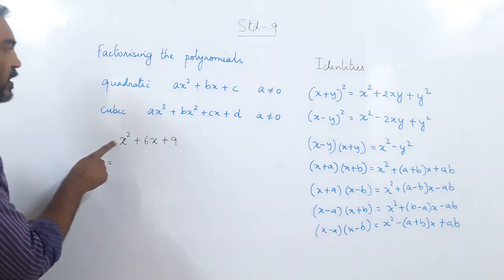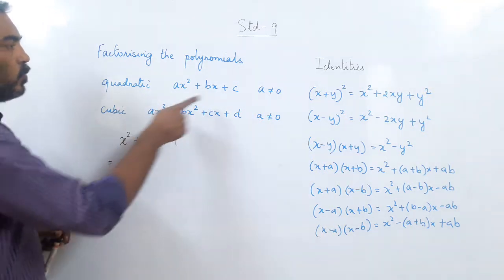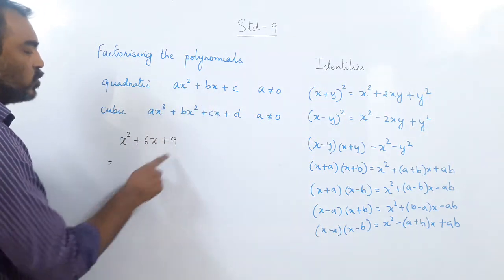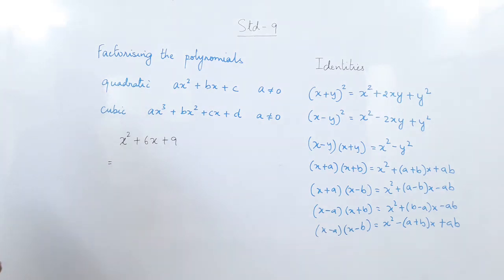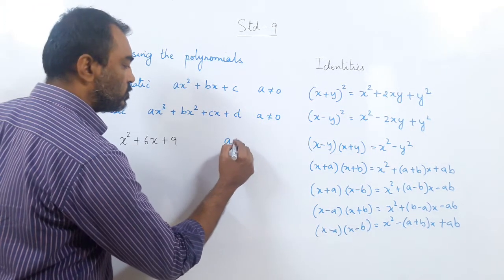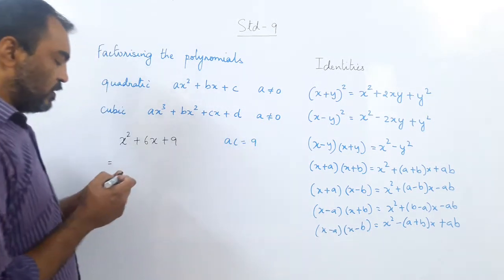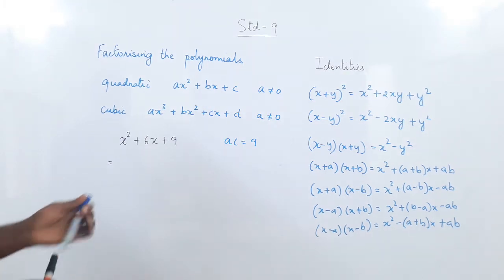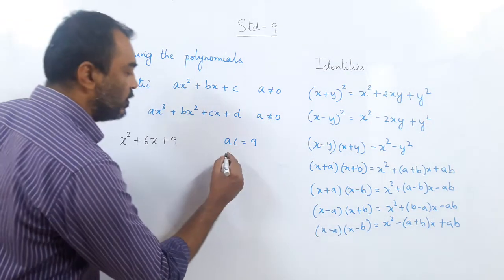Now, what is our A? A is 1. What is C? C is 9. So 1 into 9 is 9. Right? 1 into 9 is 9. So AC we have got 9. Now we'll find the factors such that we get... What are the factors of 9?